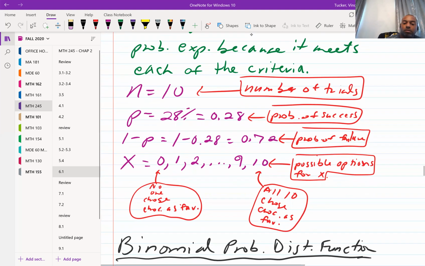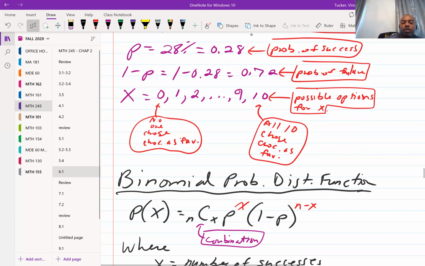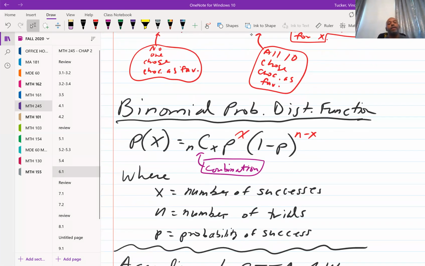All right. So here's the formula that we will use to determine the probability of what we just finished talking about. Binomial probability distribution function. So we have the probability of X. Remember, X represents the number of successes within the trials. We have nCx. That C is the combination function. Then that's p to the x power times 1 minus p to the n minus x. So I'll show you how we plug it in in a second.